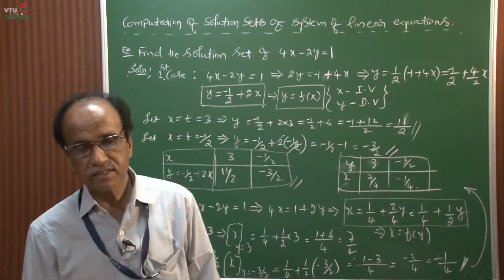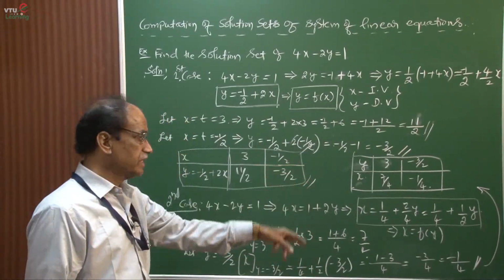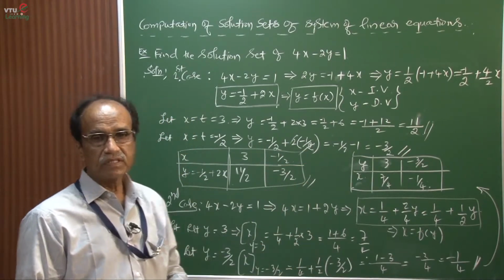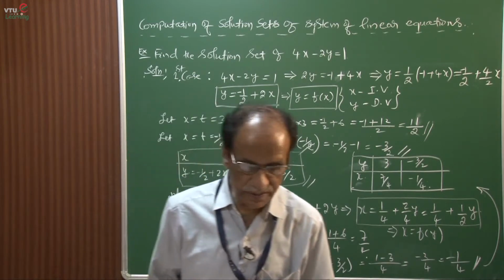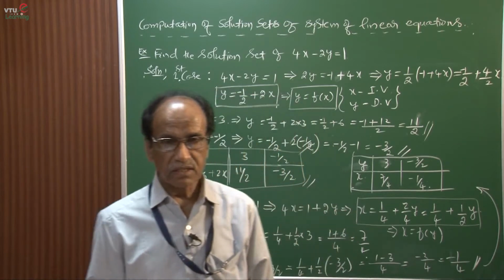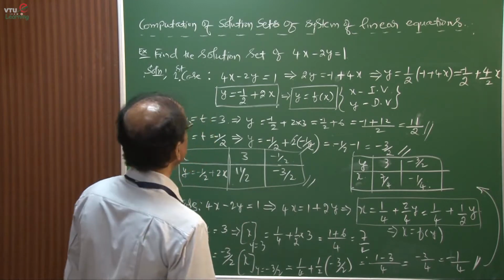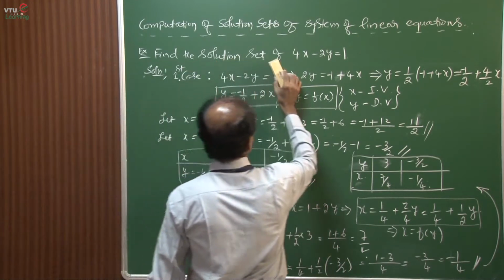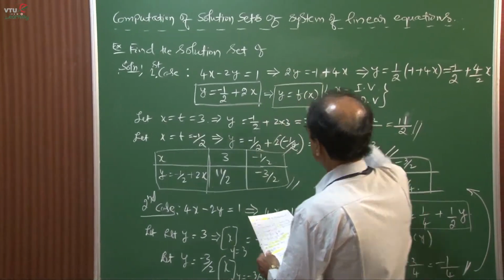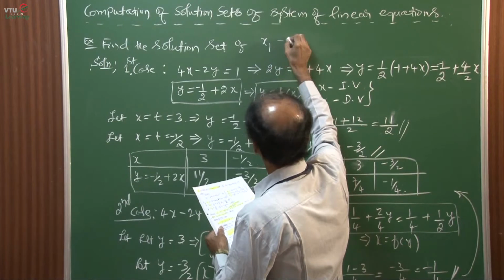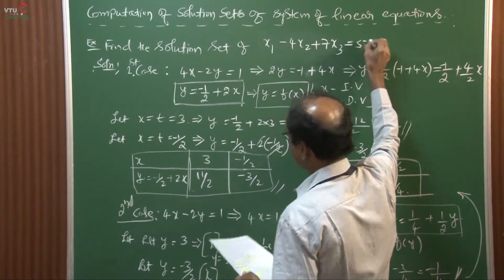What you have to understand is, in all the three cases solution sets are totally different. Those values are different and these values are different. This is the way where two variables are connected for the solution set of the equations. Now the next case I am going to take is with three variables, how the solution set we can find out. Find the solution set of a different equation, that is x1 minus 4x2 plus 7x3 equal to 5.